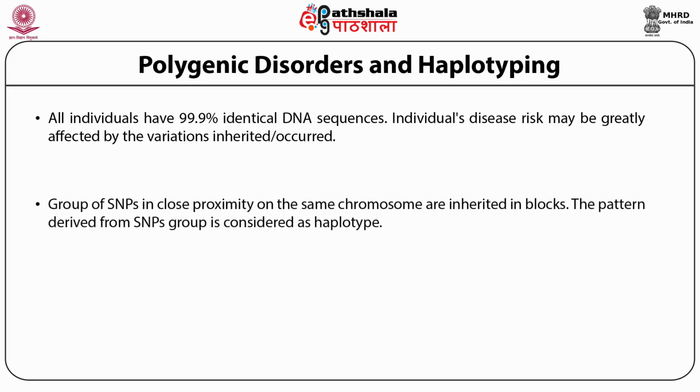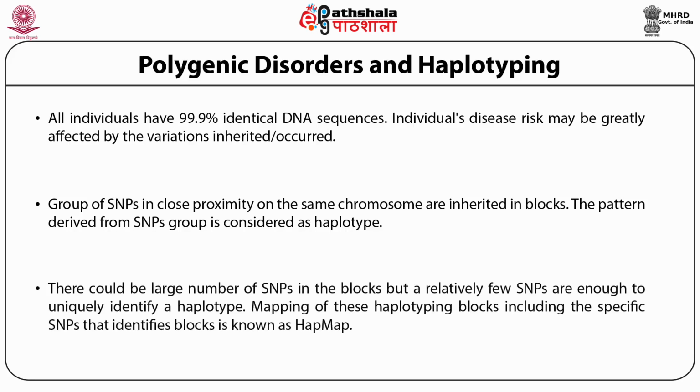Groups of SNPs in close proximity on the same chromosome are inherited in blocks. The pattern derived from an SNP group is considered a haplotype. There could be a large number of SNPs in the blocks, but a relatively few SNPs are enough to uniquely identify a haplotype. Mapping of these haplotype blocks, including the specific SNPs that identify blocks, is known as HapMap.